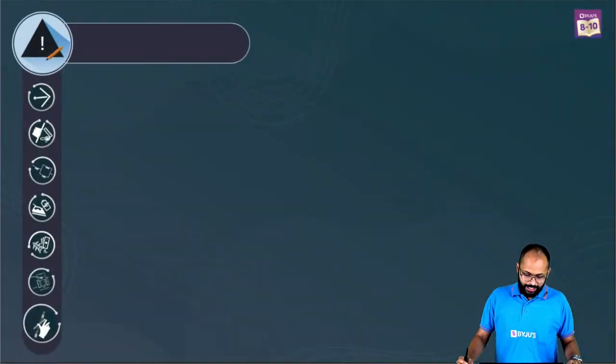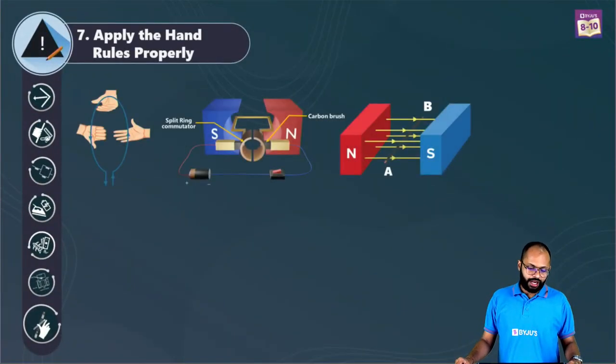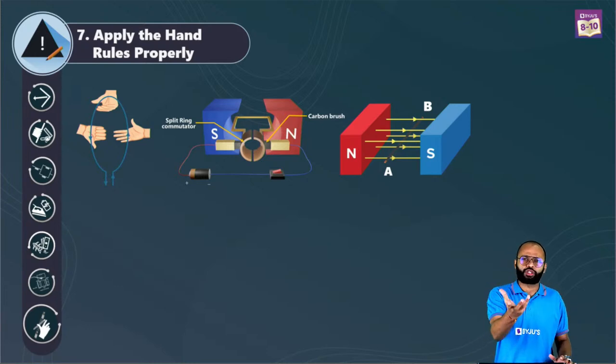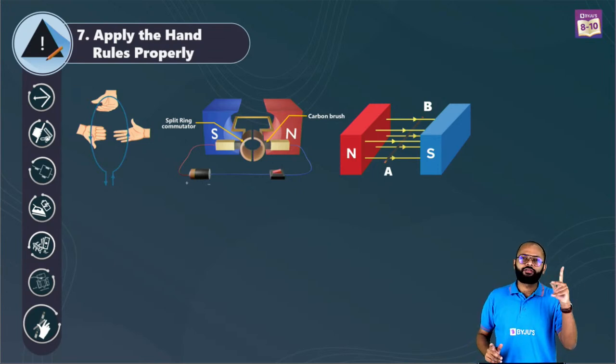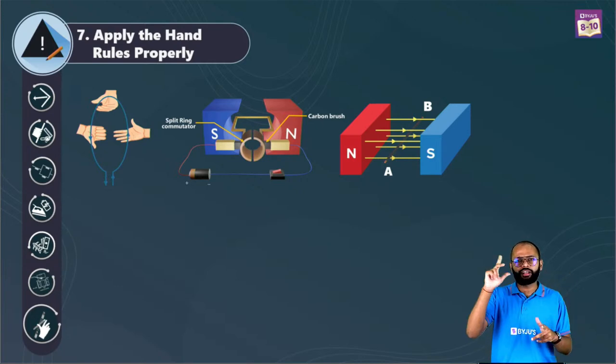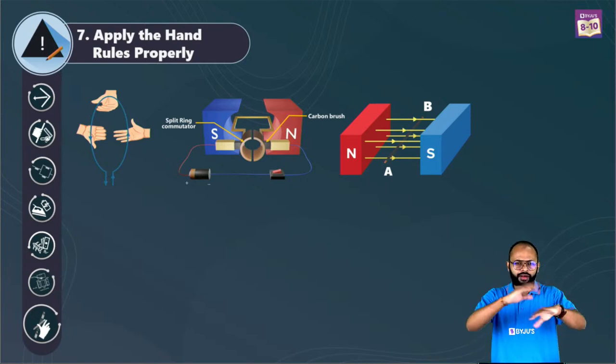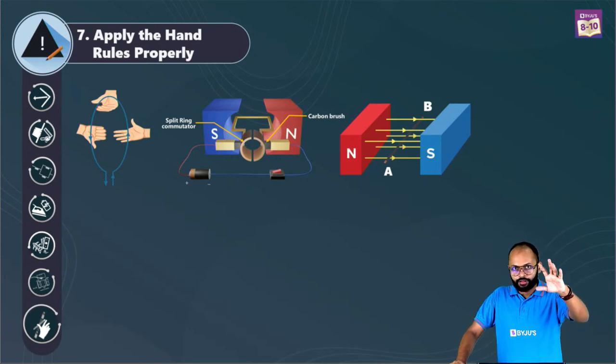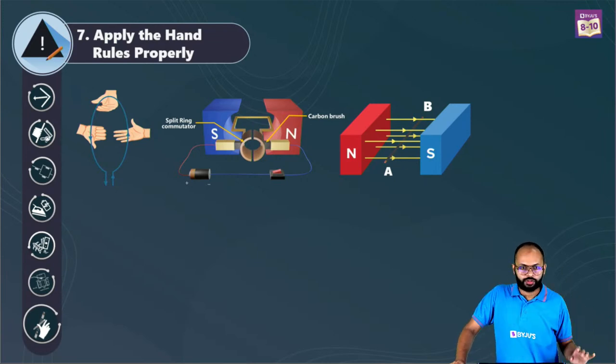All right. Next, apply the hand rules properly. Now, this is not as such a mistake. It's just a caution. It's just a warning. Whenever you apply hand rules, be very clear. Left was for force or motion. FBI for what and MIB for what? Remember, we have done these things. It's good. You won't make mistakes if you draw diagrams.